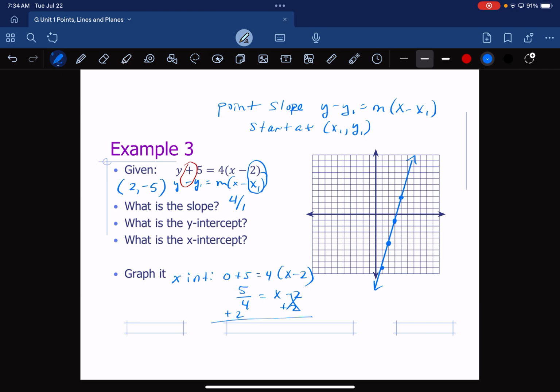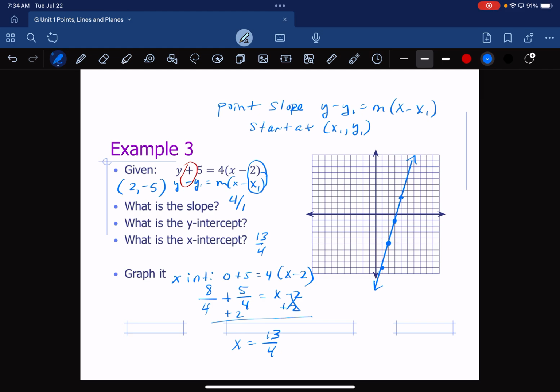Well, I have to make 2 into fourths, because I got to add 5 fourths, and how many fourths is 2? So in 2, if you break 2 things into 4 pieces each, that makes 8 fourths, doesn't it? So 8 fourths plus 5 fourths is 13 fourths. So that's our x-intercept, 13 fourths.